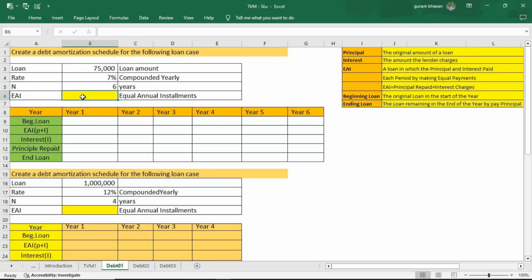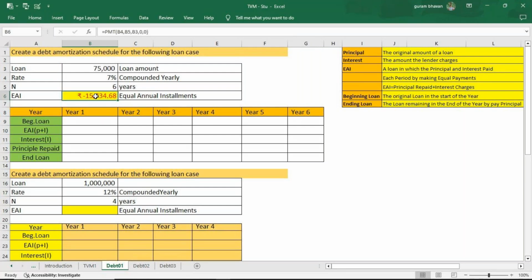So for that, I'm going to apply the PMT function. Okay. So here I'll type equals PMT, open the bracket. So rate is 7%. I'm going to select the cell, comma, NPER is 6 years, comma, present value 75,000. I'm going to select the cell, comma, future value, it will be 0, comma, I'm going to calculate it for the end of the period. Close the bracket, enter. So every year I am supposed to pay 15,734 rupees.